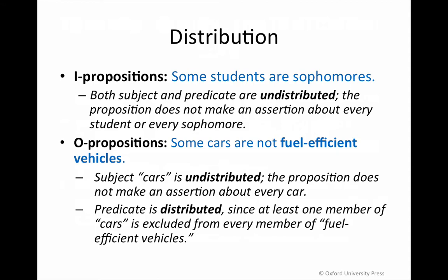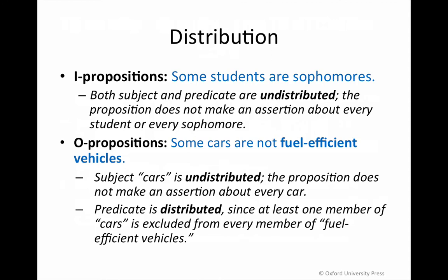The I proposition distributes nothing. That's neither good nor bad, it's just the fact of the matter. So don't think that distribution is somehow an evaluative concept for the categorical proposition. It's not. It simply is a descriptive way of talking about these propositions. Why are the I proposition's classes undistributed? Because we only know that there is at least one S that's a P, and conversely, at least one P that's an S, but we don't know about the entirety of either class.